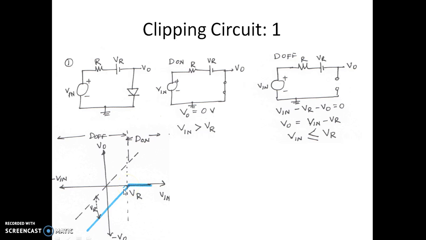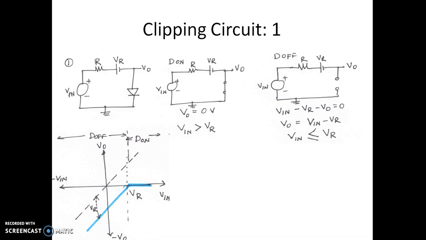As we can see here, this blue line, which is exactly parallel to the input reference line, has a difference of VR at every point. This means the output is always less than the input by this reference voltage. This reference voltage can be 1 volt, 2 volt or 3 volt depending on the circuit condition. So the output voltage is always less than the input voltage by VR when the diode is off.